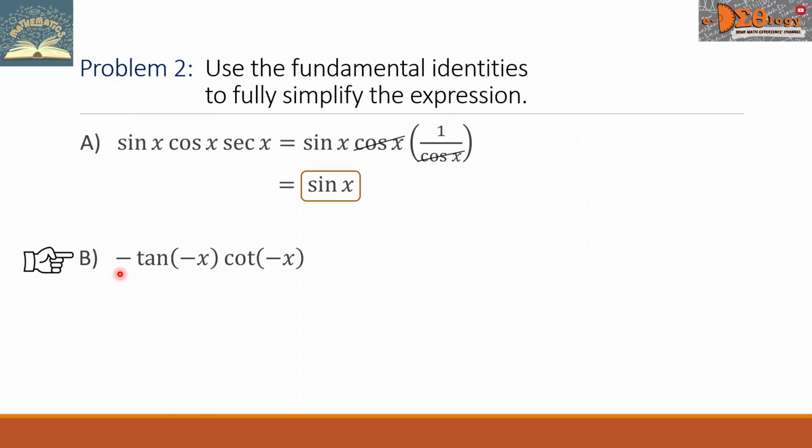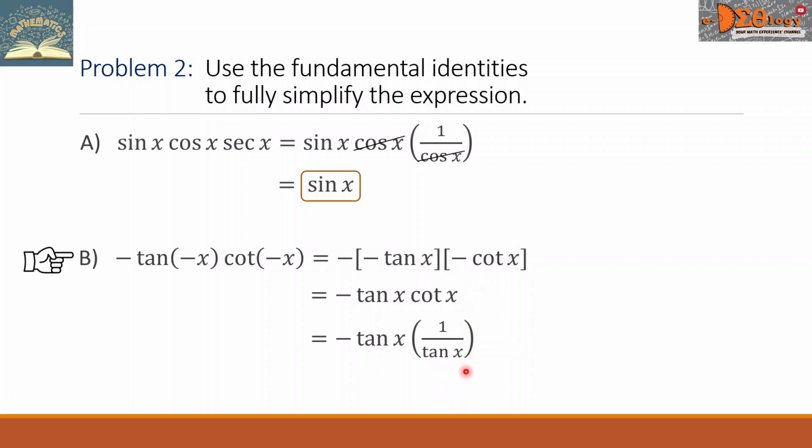Letter B. The negative of tangent of negative x times cotangent of negative x. Remember that in these negative angles, we can write this negative first, and the tangent of negative x is equal to negative of tangent x. Also, the cotangent of negative x is equal to the negative of cotangent x. Now we multiply this negative by another negative. So we have negative of tangent x, cotangent x. We know that this cotangent x is the reciprocal of tangent x. So we change this cotangent x into 1 over tan x. Then we can cancel the tan x with the denominator tan x. Finally, the answer is negative 1.